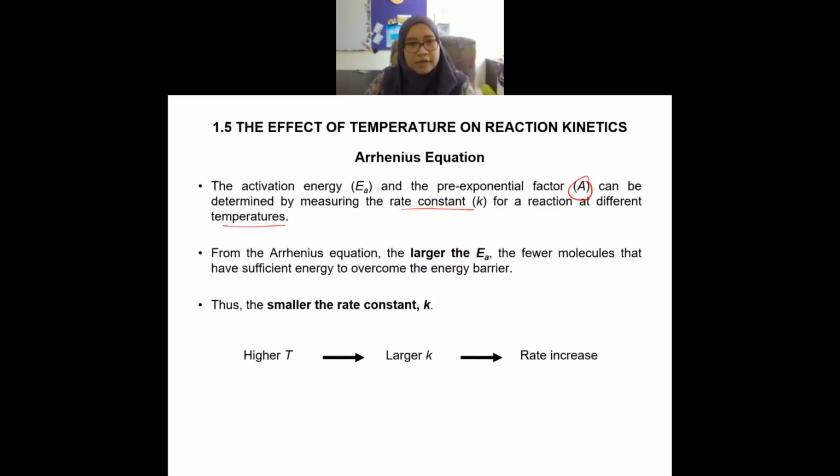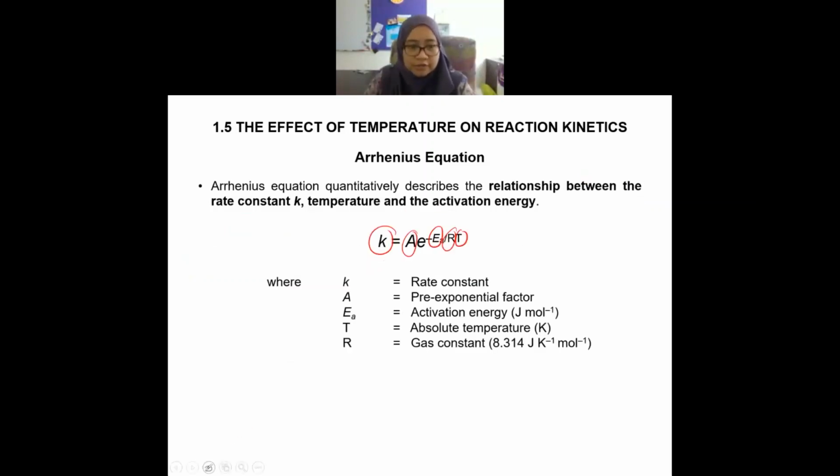Okay, alright, so from the Arrhenius equation, the larger the Ea, the fewer molecules that have sufficient energy to overcome the energy barrier. Okay, so we knew this already. Kita dah tahu based on energy profile diagram. Okay, the higher the Ea, that means more molecules will require more energy to overcome the Ea. So it will be difficult to overcome the Ea kan. Kalau tinggi Ea tu, that means susah nak overcome. Therefore, the effective collision will also be reduced. Okay, but this statement is also supported by Arrhenius equation.